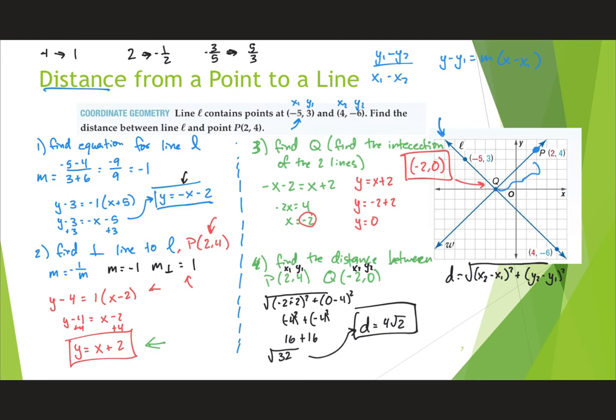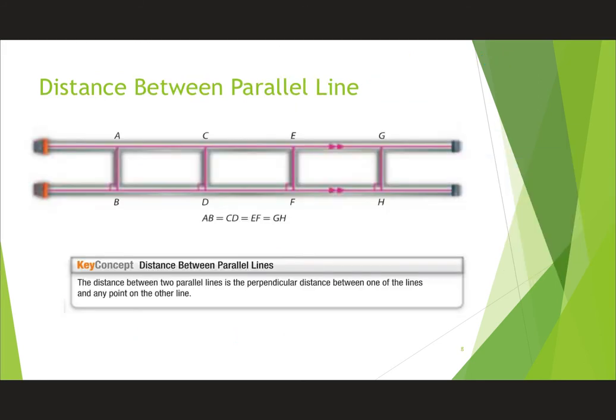All right, let's keep going. We're almost done. Now, in the previous problem, we were finding the distance between a point and a line. Well, what about the distance between 2 parallel lines? Say you have a ladder and you want to know how long those rungs are. Say you have a suspension bridge and you want to know how long the supports are. Or a river and you want to know how long your bridge is going to be.